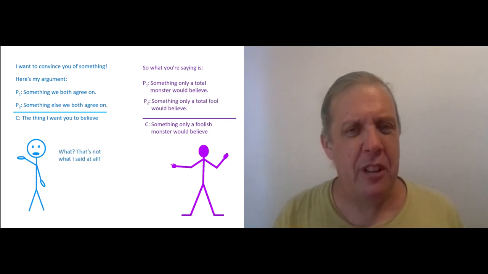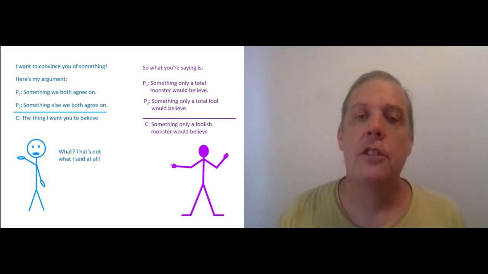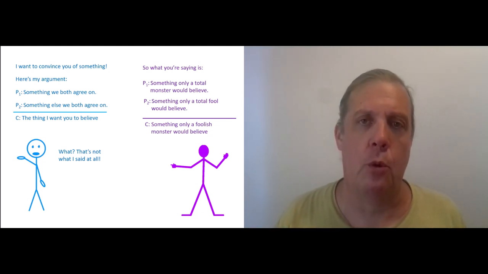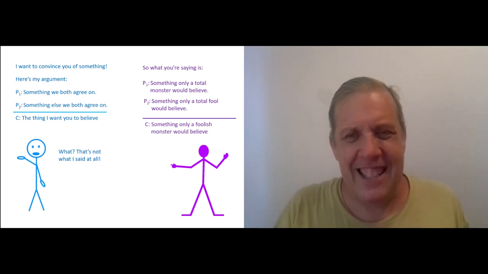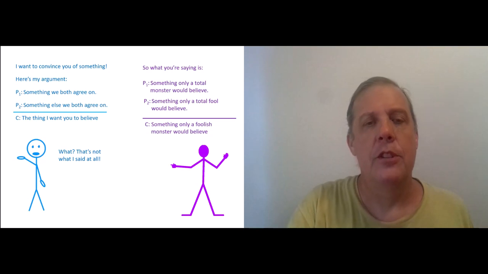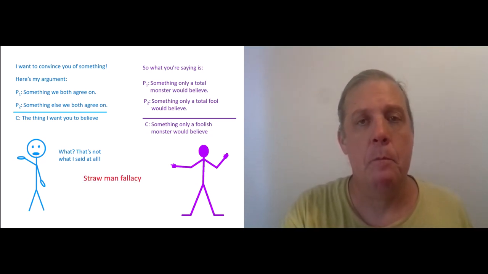P2, something only a total fool would believe. And then the conclusion, something only a foolish monster would believe. And the other guy says, what? That's not what I said at all. So this is an example of what we call the straw man fallacy.